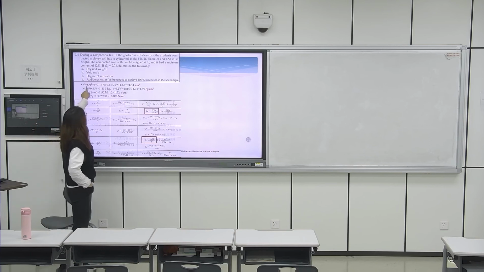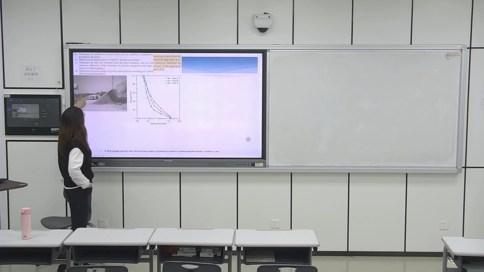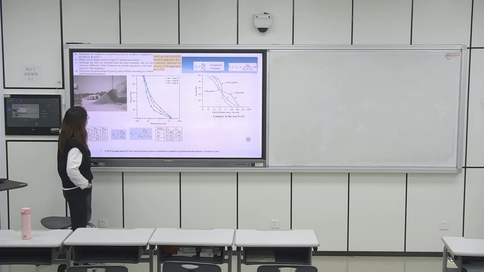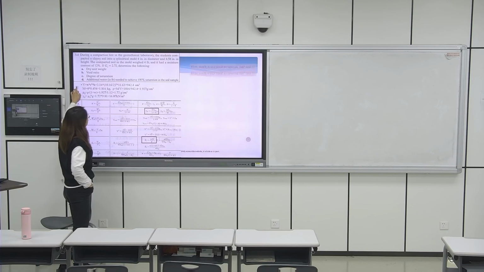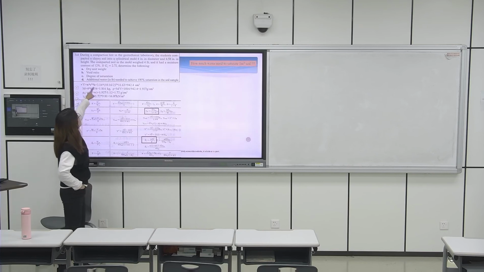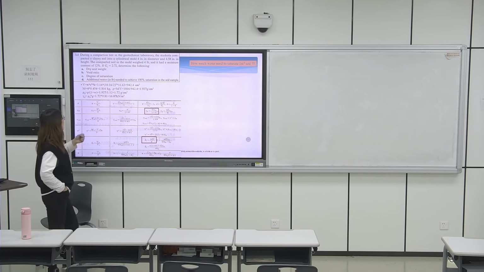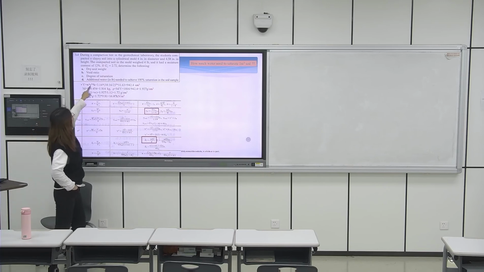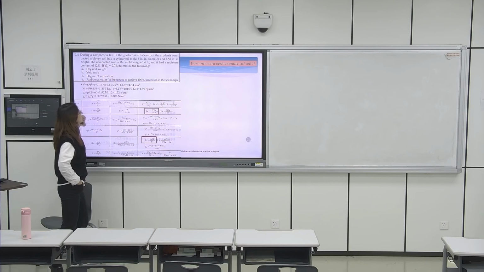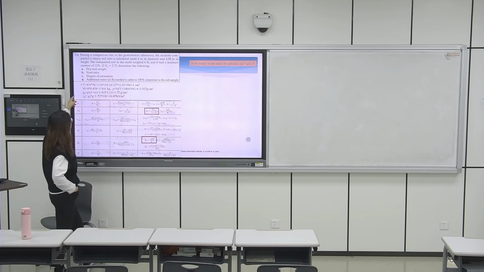So this is how to calculate a cylindric mold volume: pi r squared h, then we can calculate. We know pi, we know h, we know r. Then we can calculate it, it is this. And we know the mass.